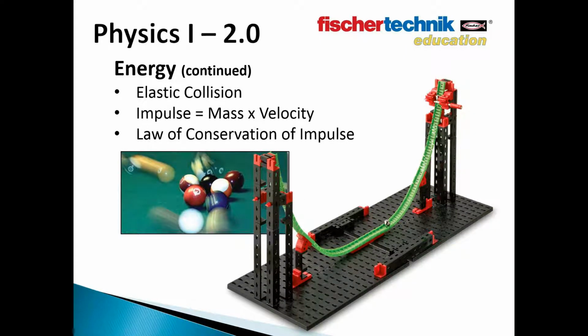Further experiments with a half-pipe model and several balls are used to demonstrate the concept of elastic collision, in which one ball connects with another ball and transfers kinetic energy to it. The effect of energy passing through the balls is called impulse, which is calculated by multiplying the mass of an object by the velocity it is moving at. The law of conservation of impulse is also addressed, which states that the impulse always remains the same, even in the event of a collision.